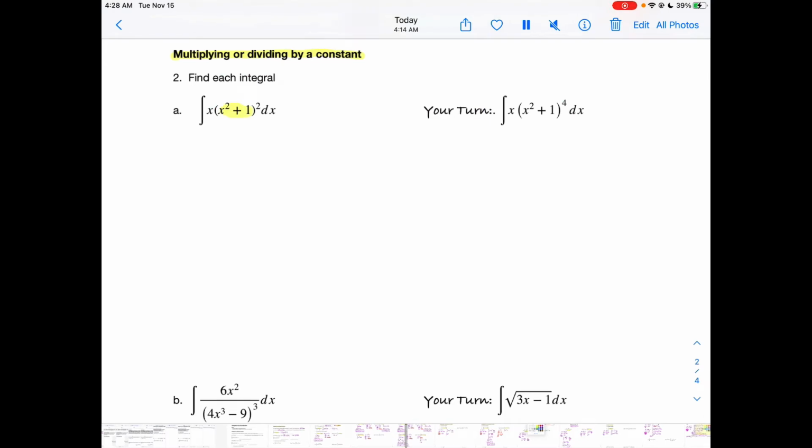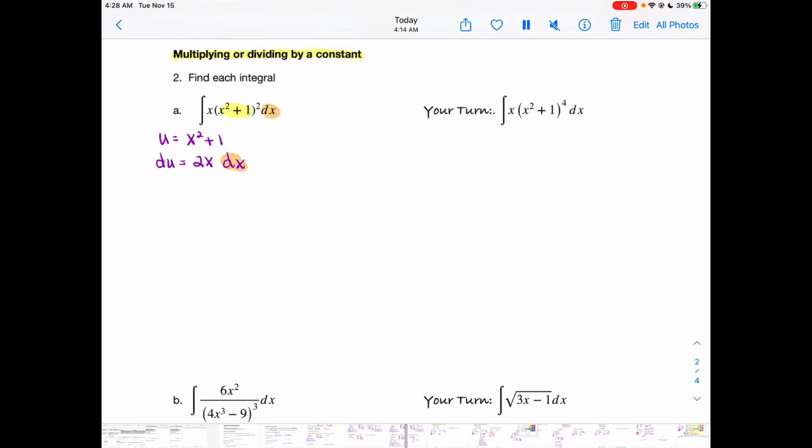Okay, so notice I have the inside function of u squared plus 1. So I know that we're going to let u equal x squared plus 1. So find the differential, du is equal to 2x dx. But notice I do not have 2x dx to substitute in to write the du. There's something missing. All I have is the dx and the x.